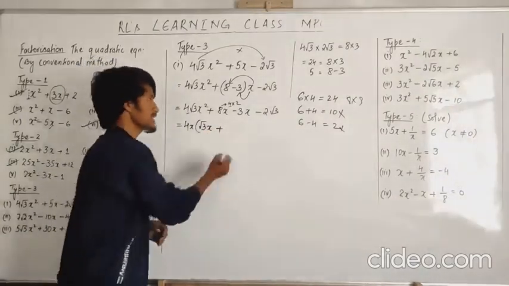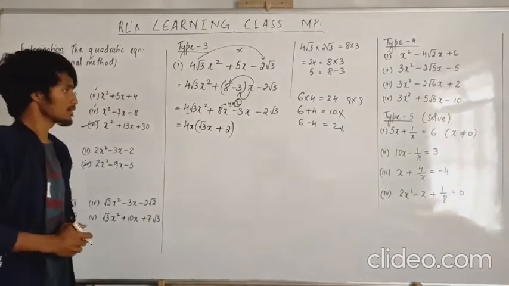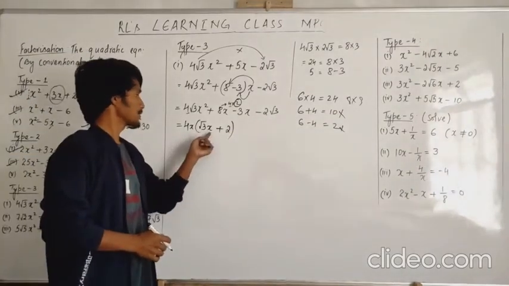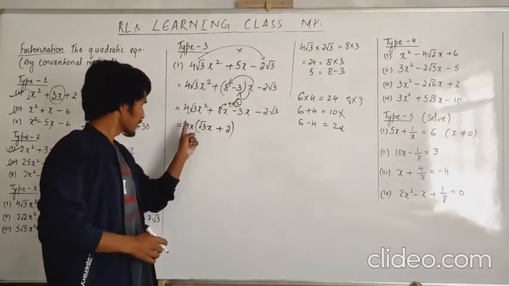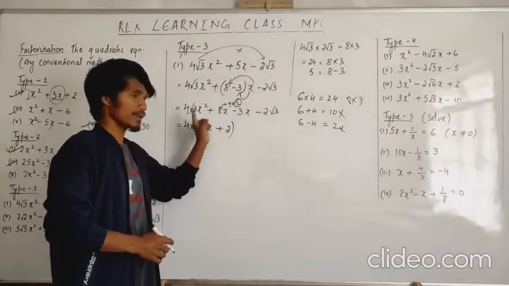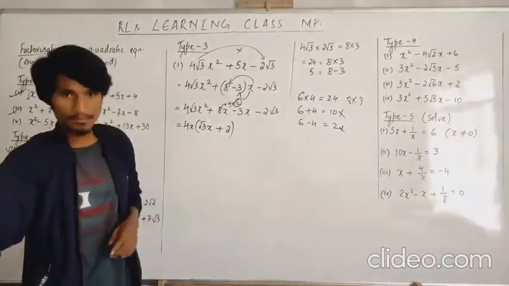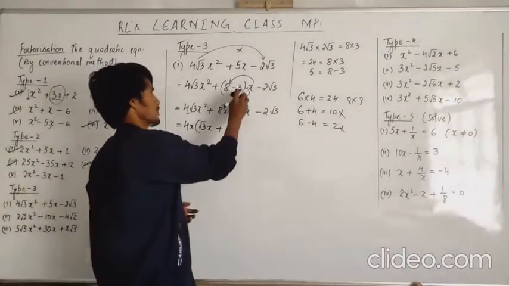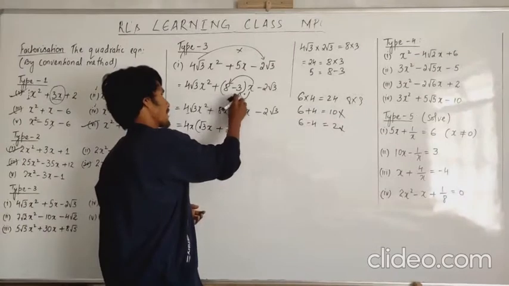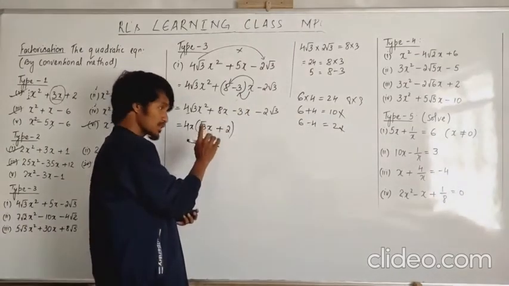Plus. Then what's left here? 2 is left, and put here 2. Then 4x. Then x into x gives x squared. Then 4 into root 3 is 4 root 3. Then 4 into 2, 8. Then x, imagine 1. Then x into 1 will be x. We only got this root 3x plus 2.